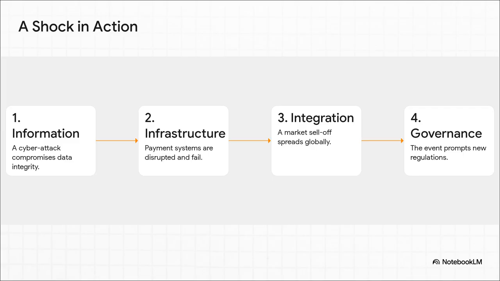Imagine a major cyber attack hits the information layer, right? Critical banking data is compromised. Well, that immediately slams into the infrastructure layer, and suddenly payment systems freeze up. What happens next? A crisis of confidence. People panic, triggering a massive market sell-off that spreads like wildfire across the globe through that integration layer. The result? It forces a response from our final overarching layer, governance.